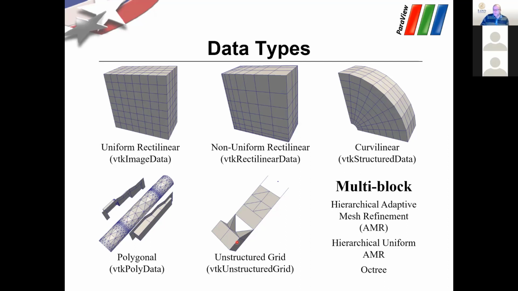So these are the building blocks of ParaView. What you want to do when you work with ParaView is get the data read into ParaView into one or more of these primitives. And then you can use the visualization algorithms on these basic primitives.